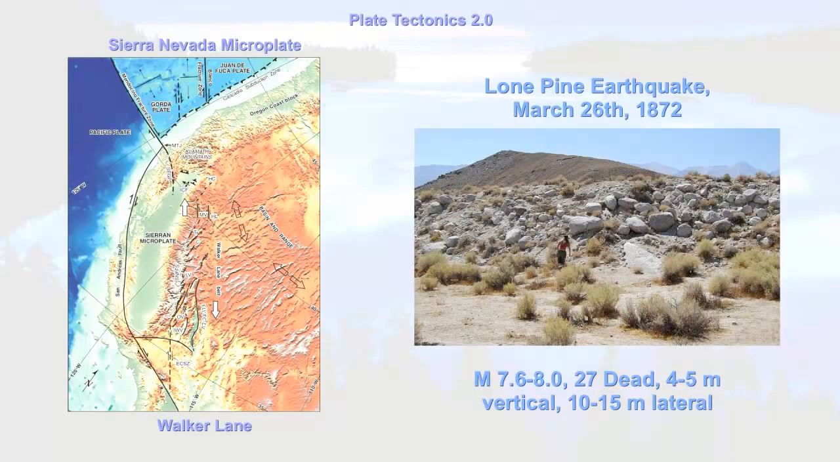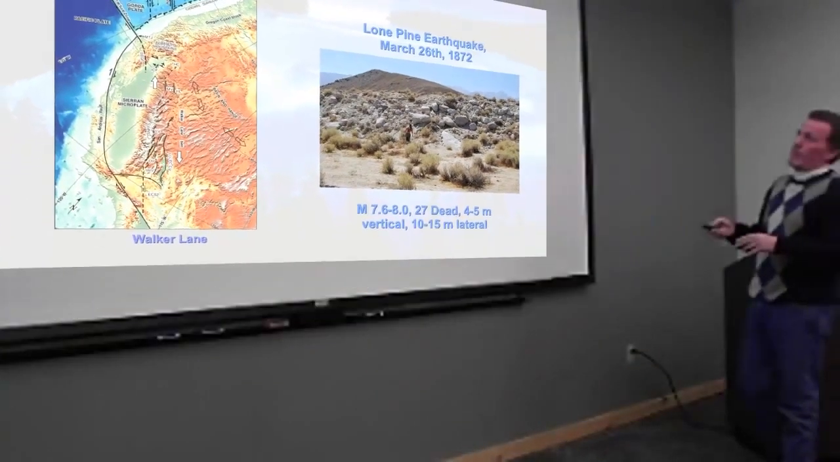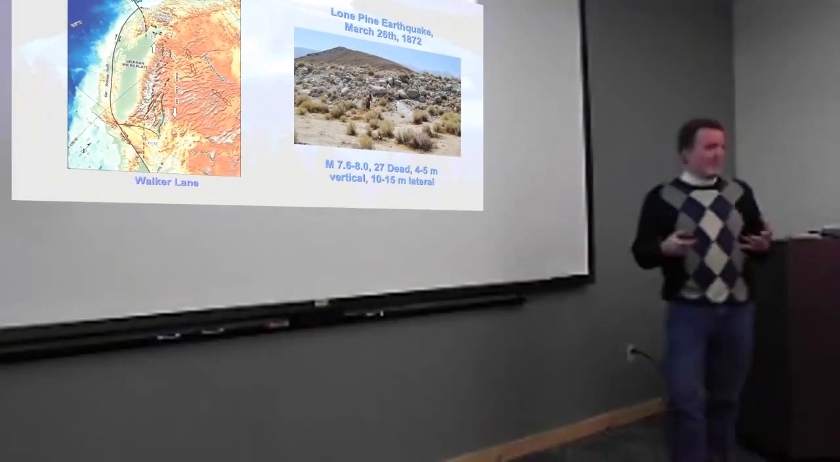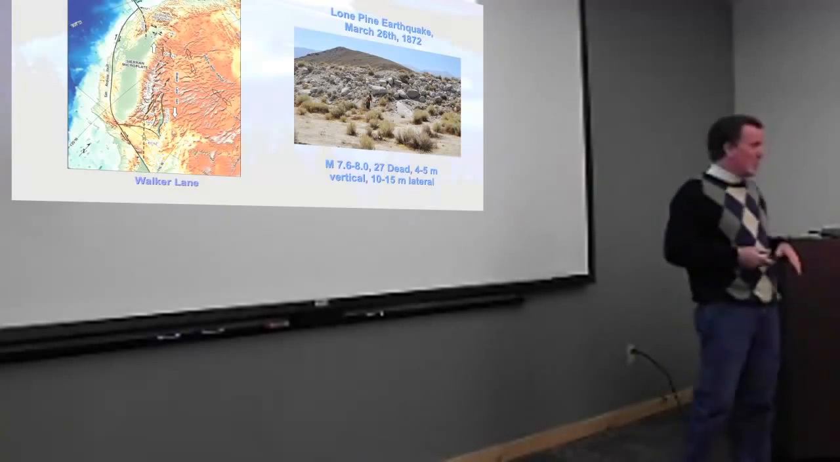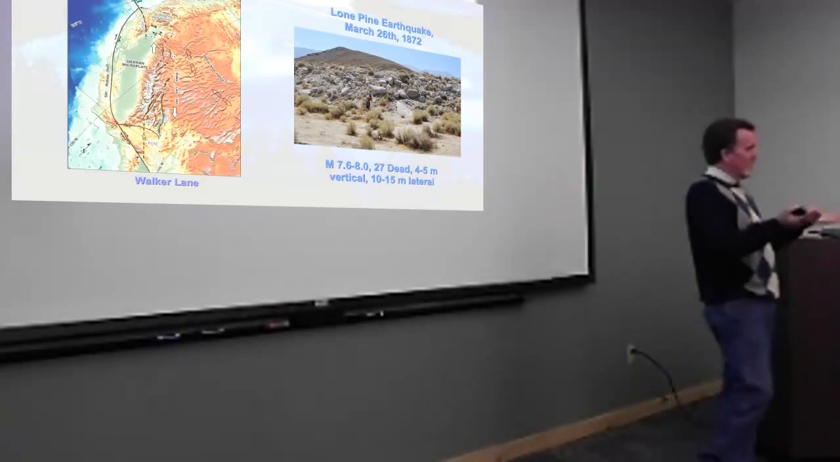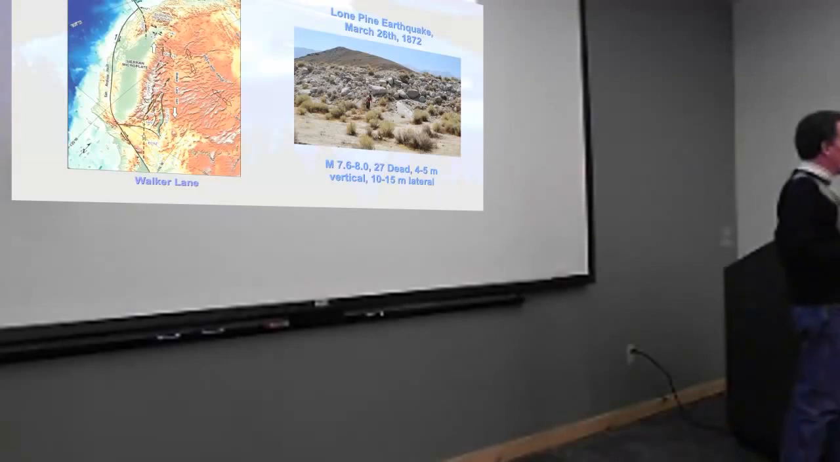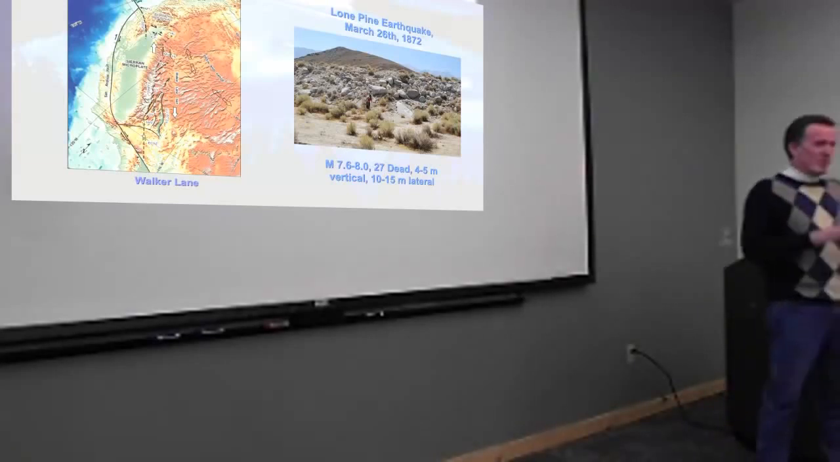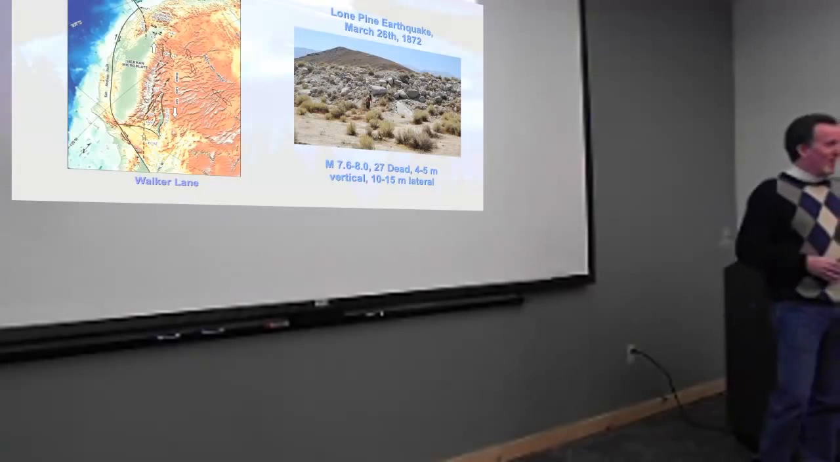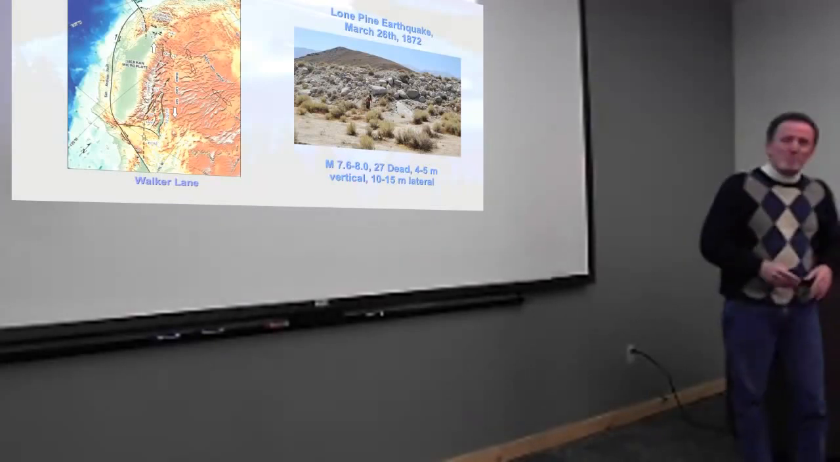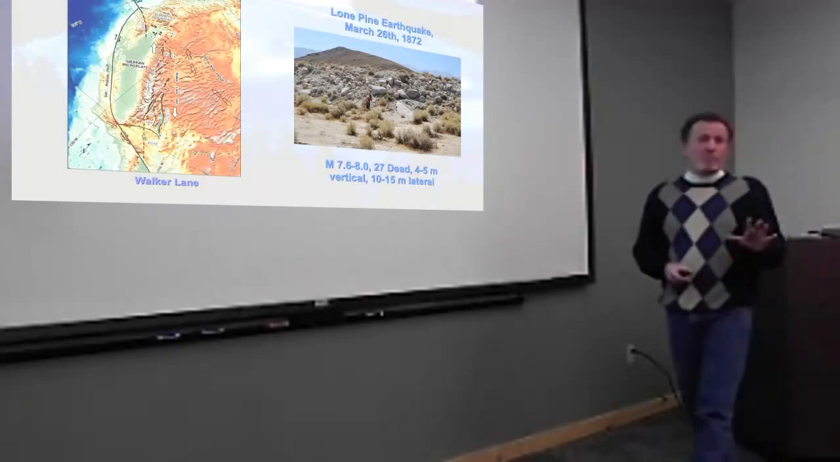This is a little bit different orientation than you might be used to, but it's really in the reference frame of these things called microplates. And this happens to be the Sierra Nevada microplate. That's kind of what I call plate tectonics 2.0. Because usually when your kids go to 6th grade or you read National Geographic, there are these plates, and there's the San Andreas, and on one side is the Pacific, and the other side is North America, and that's just it. But these plate boundaries are much more diffuse.